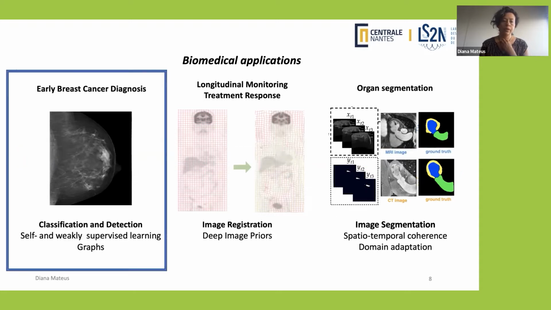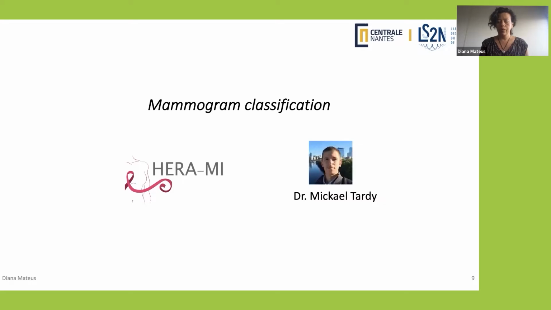So let's start with the first one. Here we are going to talk about early breast cancer diagnosis, and we are dealing mainly with 2 tasks, classification and detection. We are going to address this with self and weakly supervised learning and some graphs. The first part of the talk is the work of a recently defended PhD student, now Dr. Michael Dali, who is now the research director of a company dedicated to breast cancer.